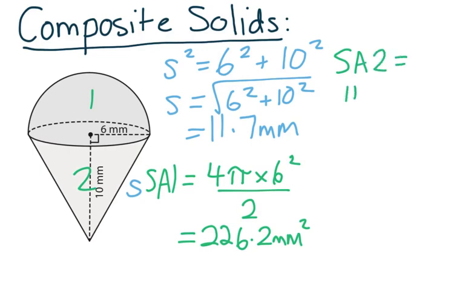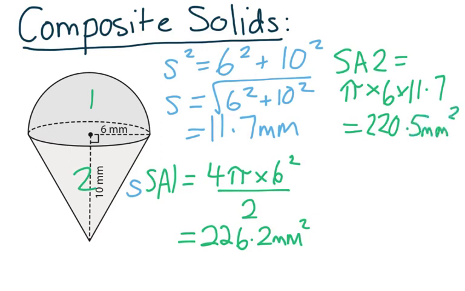And then to do surface area 2, we only need that curved surface again. So it's just going to be the pi rs part of that cone formula. So pi times 6 times 11.7 to give us 220.5 millimetres squared. And then again, the total surface area, we would just add the two together to get 446.7 millimetres squared.